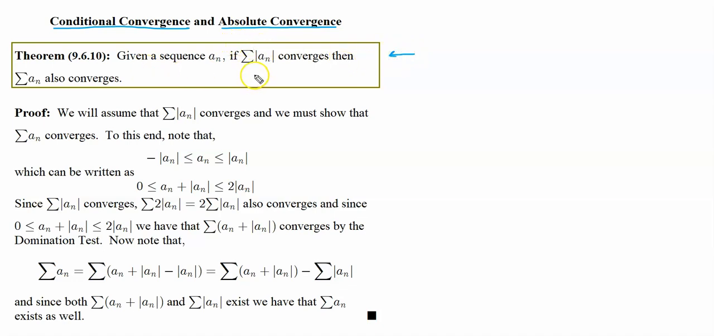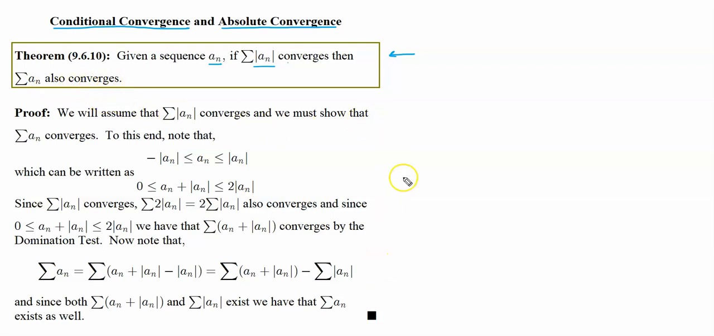So this theorem makes the following statement. If we're given any sequence a sub n, now this can have positive or negative numbers in it, it doesn't matter. If the series involving the absolute value of the a sub n terms converges, then the series of just the a sub n terms without the absolute values must also converge.